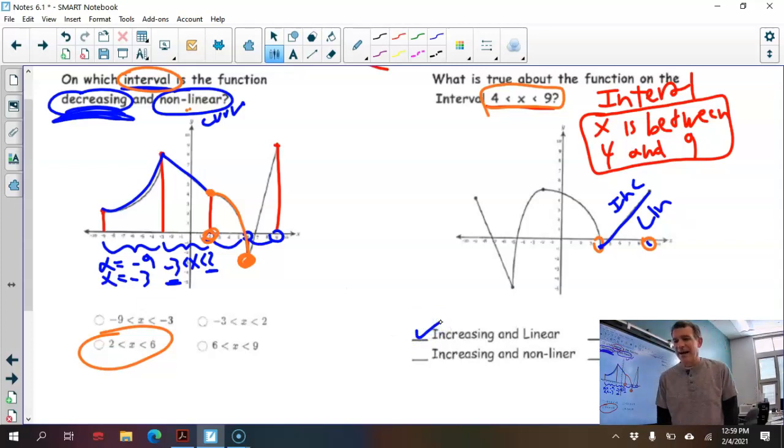All right. So you've learned how to write an equation by looking at a table. And you've learned about graphs and how to name an interval on a graph based on being linear, nonlinear, and increasing or decreasing. I think you'll have no problem with the homework, and I will see you guys later.